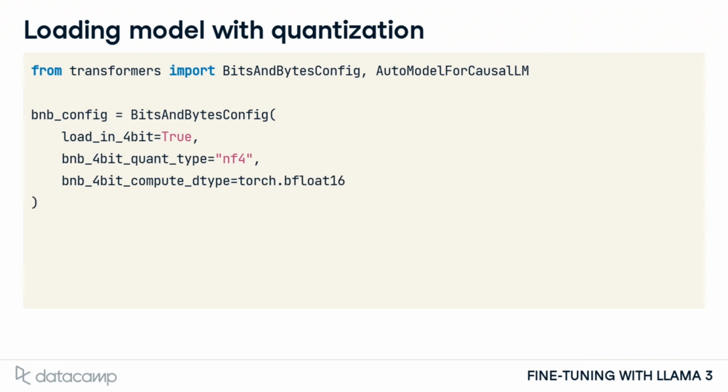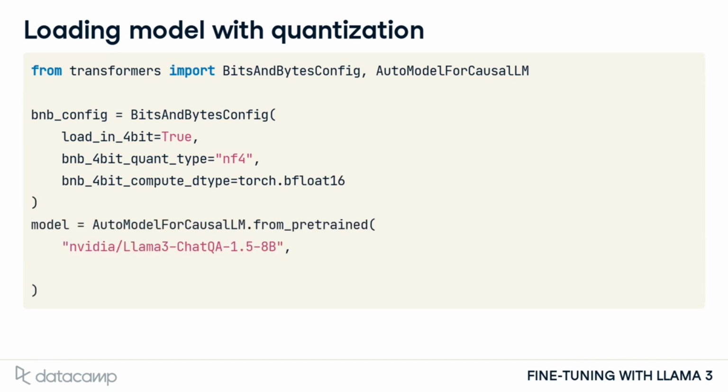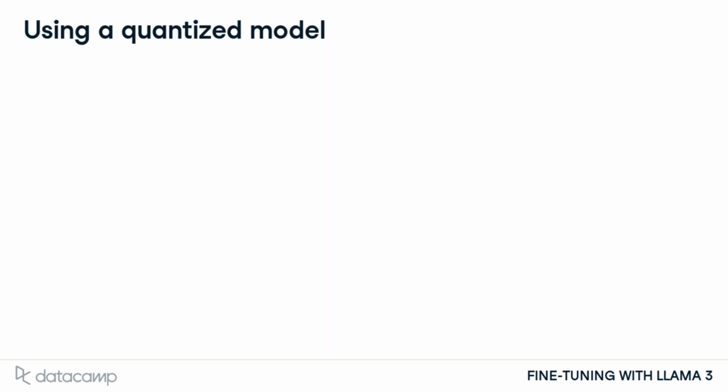To load the quantized model with the specified configurations, we use AutoModel for causal LM and try to load the larger Llama 3 8 billion parameter model. To make this possible, we pass our bits and bytes configuration to the quantization config parameter. Now the model weights are loaded using a lower byte representation, reducing memory use with a minor trade-off in output quality and longer inference times.